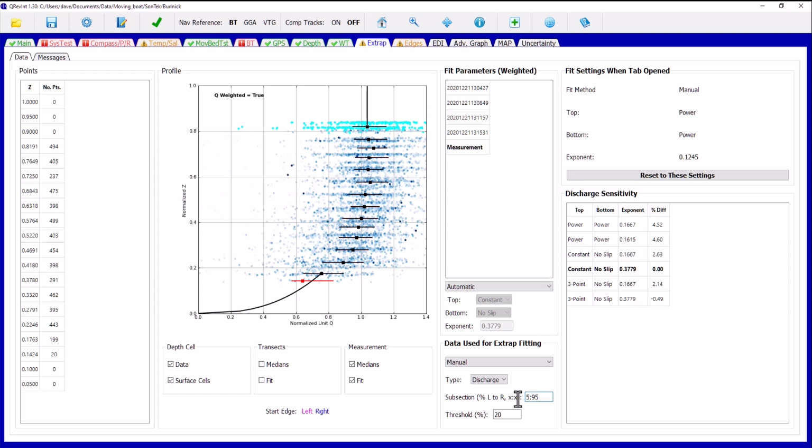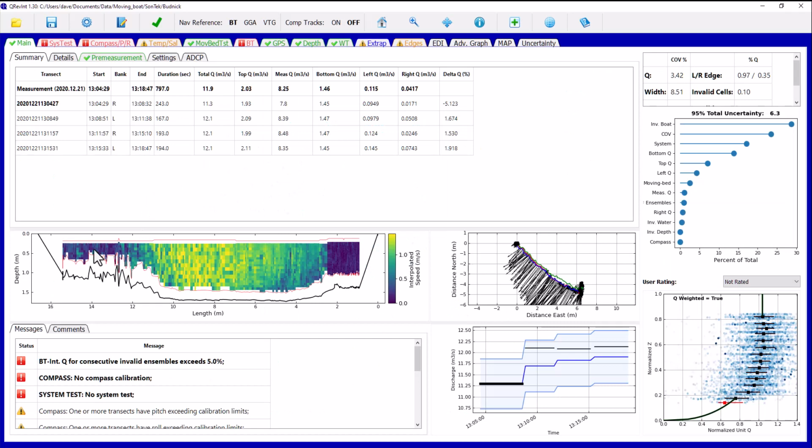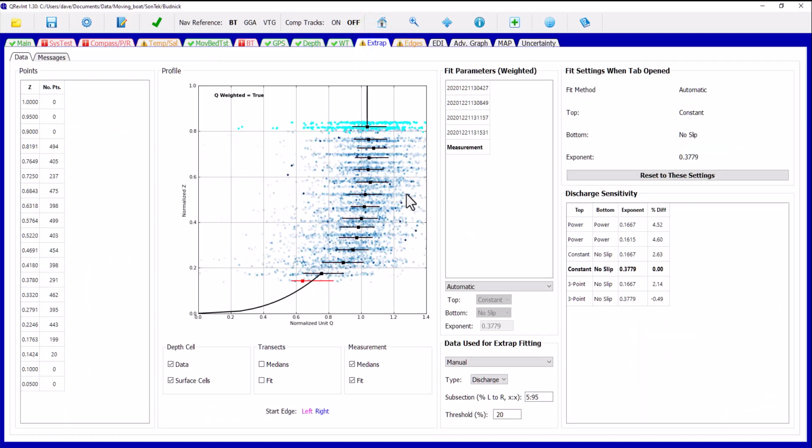I believe after this evaluation, I personally would probably leave the automatic method on, but use the manual method for determining what data I'm using, and I'd probably use the 5 and 95 so that I'm eliminating the influence from these overbank areas, which are not contributing a lot of discharge, but are contributing a lot of data points that are affecting the automated extrapolation methods in QRevInt. Let's go back to automatic to get all of our data back.